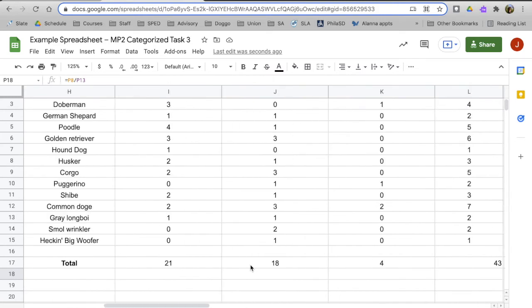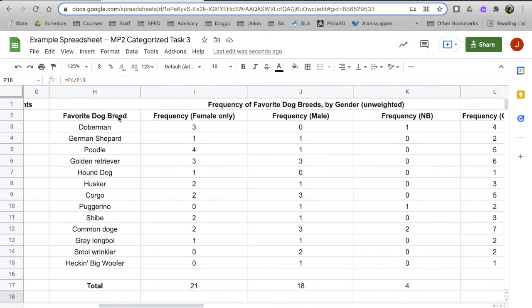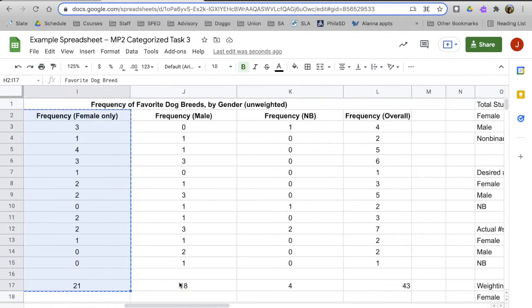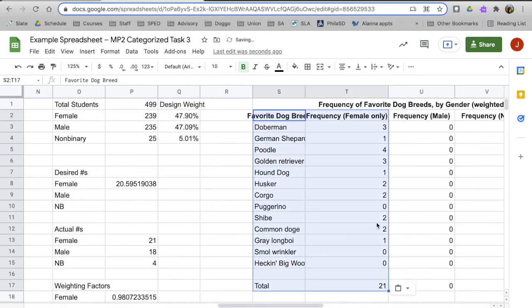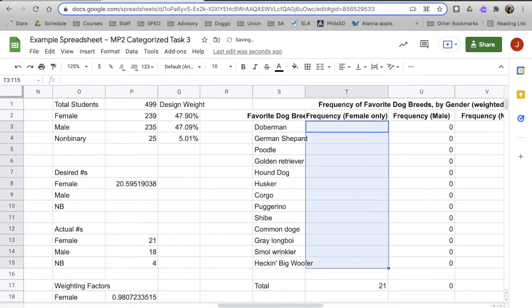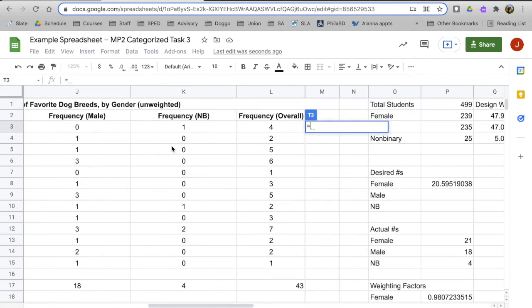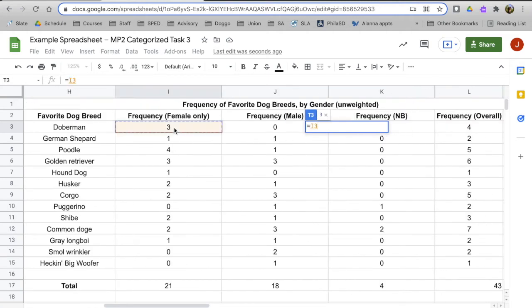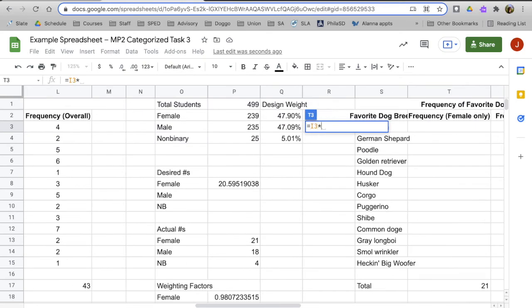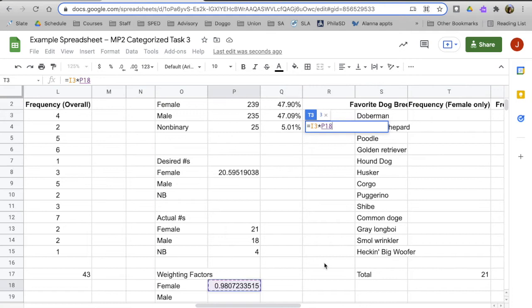Fantastic. All right, so here we have our data table of the unweighted data. Let's focus on the female column. We can just copy this and put it right there, and I'm going to delete all this. We don't want that. And all we need to do here is say, I want to know what happened in this row, and then I want you to multiply it by the female weighting factor. That's it. And there we go.